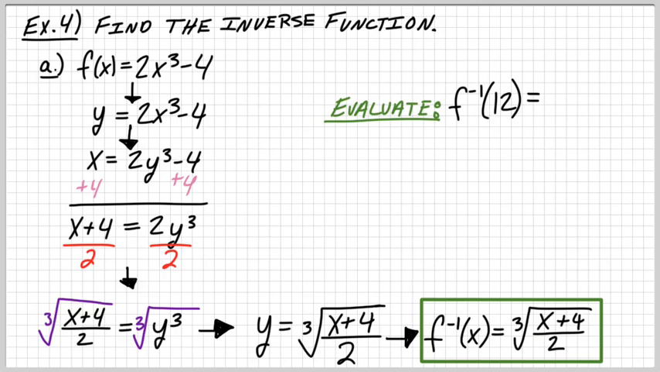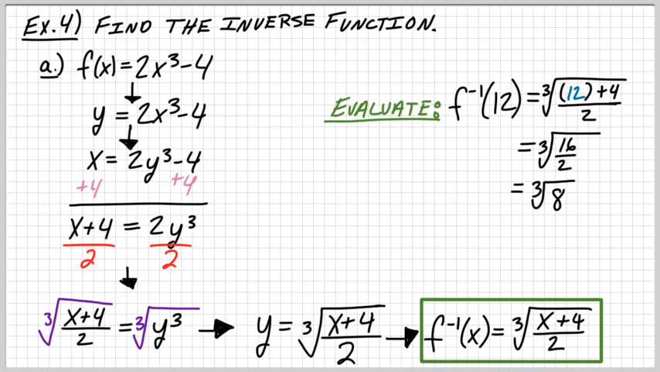So that's pretty easy to do. It's the cube root of (x plus 4) divided by 2. Notice I left the x blank because I'm going to plug this into the inverse function. Just put the 12 in there. These numbers actually simplify all the way down to a single whole number because this is the cube root of 16 over 2. Let's take care of the easy stuff on the inside. 16 over 2, that's a good one. So cube root of 8, which is actually a very special number, otherwise known as 2.